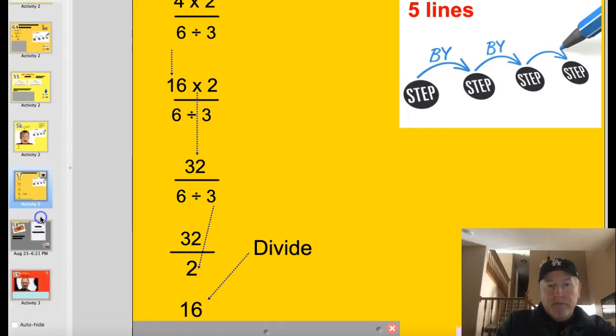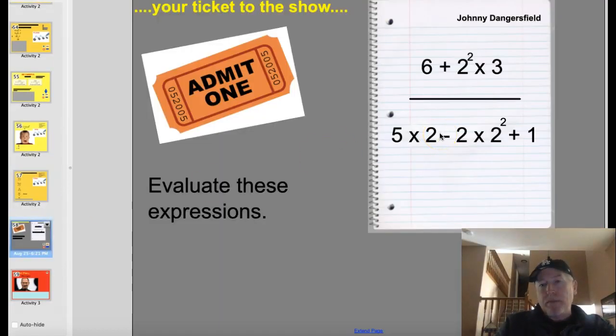All right. Here are the 2 ticket to the show problems. Make sure you do these step by step, one line at a time, please.